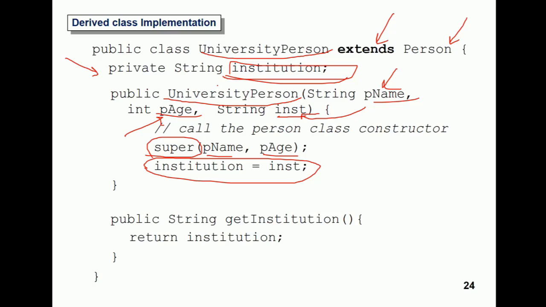And so as I said, you acquire all the other behavior. You acquire the getName method. You acquire the getAge method. But you need to add whatever's new here. So you're adding the getInstitution method, which returns the value of the institution, which is the name of the institution.